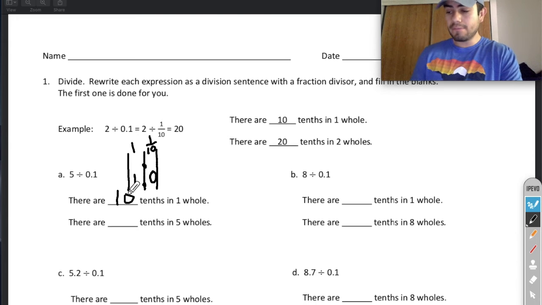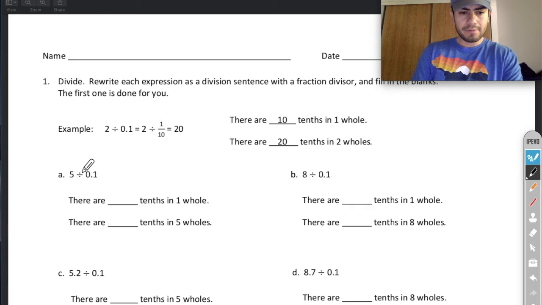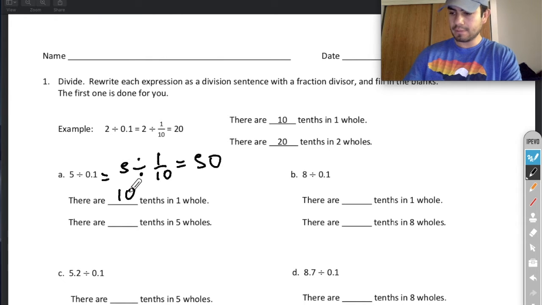Now, in 5 wholes, if you had 5 of them, you would have 50 tenths. So that means that in your problem here, let me erase this. In your problem here, 5 divided by 1/10 is the same as 50. Okay, let's do the next one that is very similar to this one.